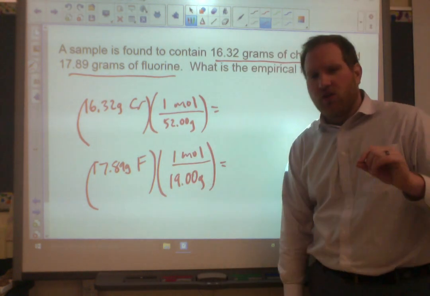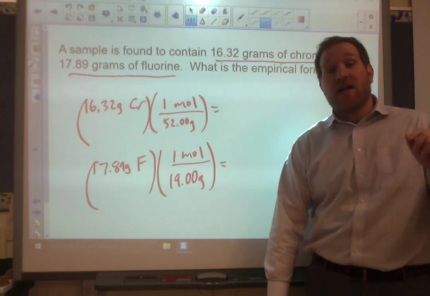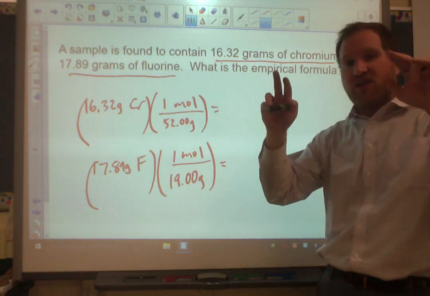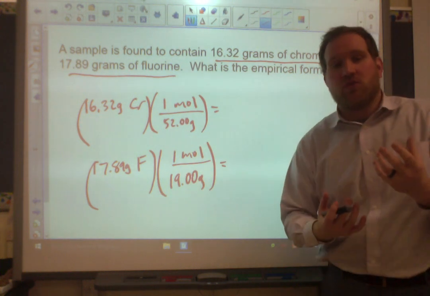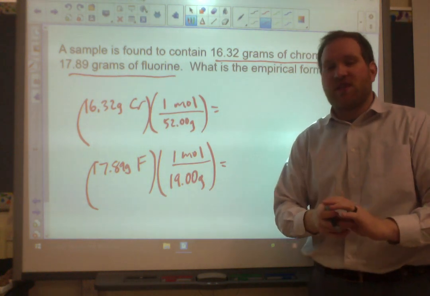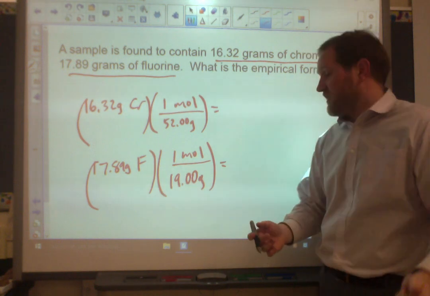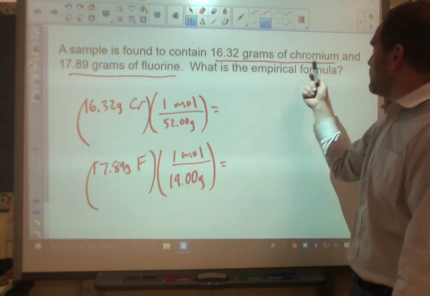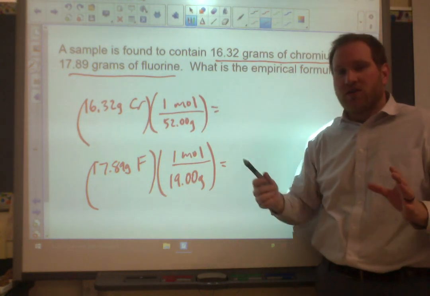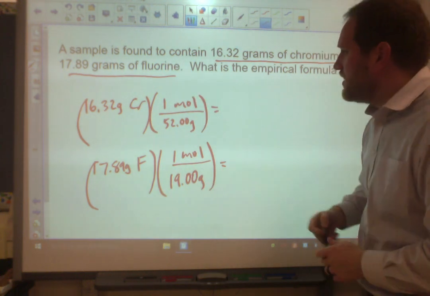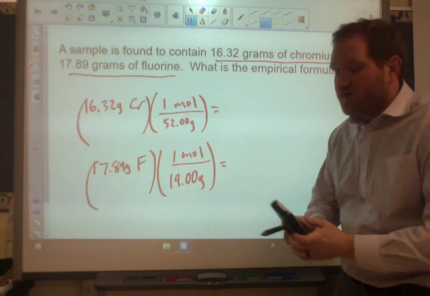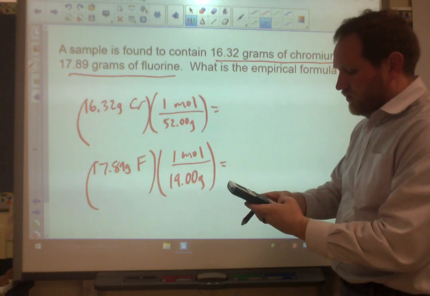Now real quick, you might say, hold on, isn't fluorine one of those diatomic elements that always pairs up, a Brinkelhoff? And yes it is, but that's only when it's in its natural elemental state, when it's just a sample of fluorine not bonded to anything. Well, this is going to be fluorine bonded to chromium. So you're not going to double the molar mass and go with 38, you're going to keep it with 19. All right, and what we're going to do here is work the math out, find moles, and look for a pattern.